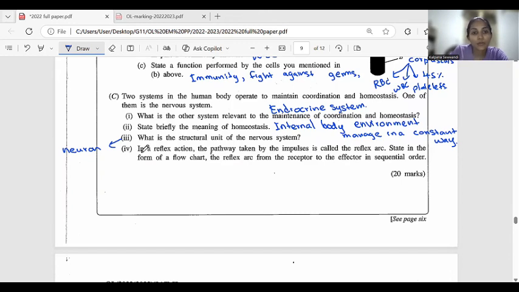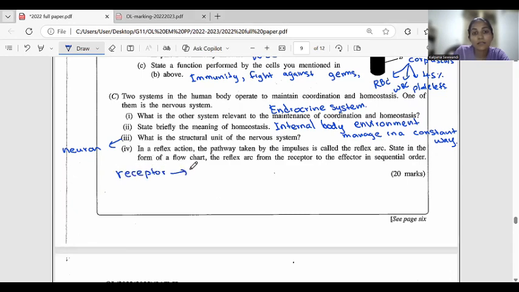In a reflex action, the pathway taken by impulses is called the reflex arc. State in the form of a flow chart the reflex arc from the receptor to the effector in sequential order. As you saw previously, it begins from the receptor, then sensory neuron, then interneuron, then motor neuron, after that effectors.